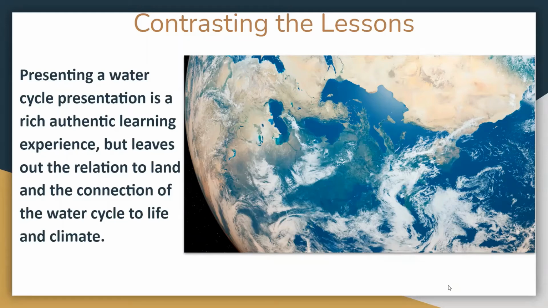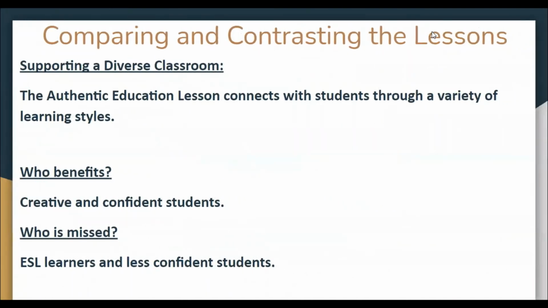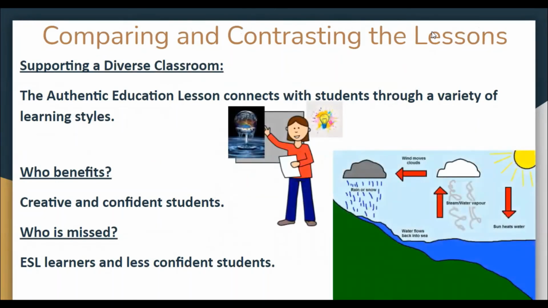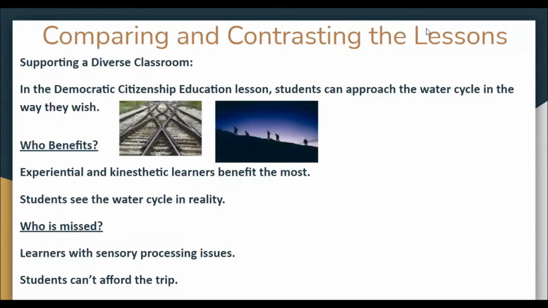The democratic citizenship lesson differs in that students will only be able to observe the water cycle in its current stage. The authentic education lesson connects with students through a variety of learning styles, including kinesthetic, artistic, experiential, visual, and verbal. In the democratic citizenship education lesson, students can approach the water cycle in the way that they wish. The elder will also bring in Indigenous lessons and ways of learning to the field trip.